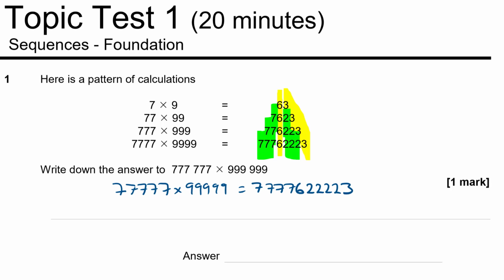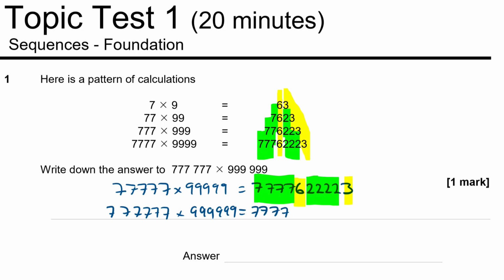Okay, so you can see my 7s I've got 1 extra, my 2s have got 1 extra, and my 6 and my 3 remains unchanged. Okay, so that's with 5 digits. Let's now have a look at 6 digits. 777777 times 999999. Okay, again, I'm going to increase the number of 7s by 1. I've got 4 in my last number, so let's have 5 this time.